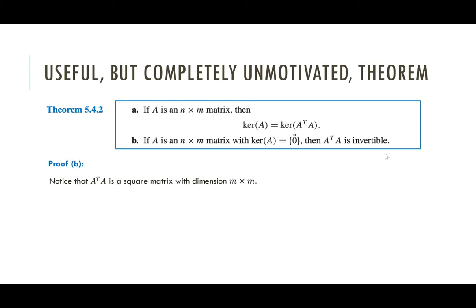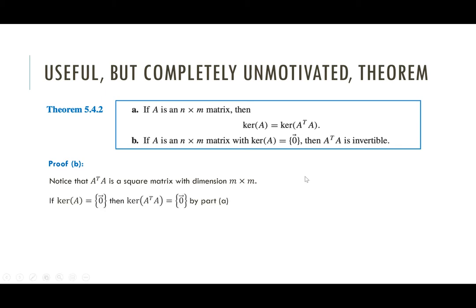First, let's notice that A transpose A is actually a square matrix with dimensions m by m. So think about the dimensions of A: if A is n by m, then A transpose is m by n. And if you think about it, this as a transformation takes an m-dimensional vector and spits out an m-dimensional vector. So you end up with a matrix that is m by m, which is good because square matrices are the only candidates for invertible matrices.